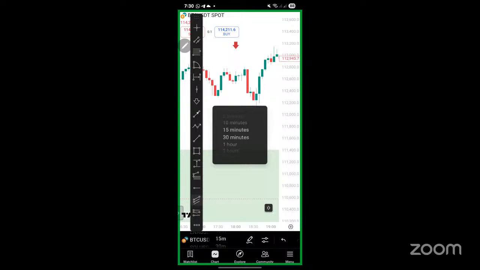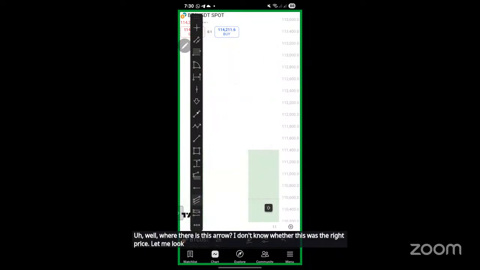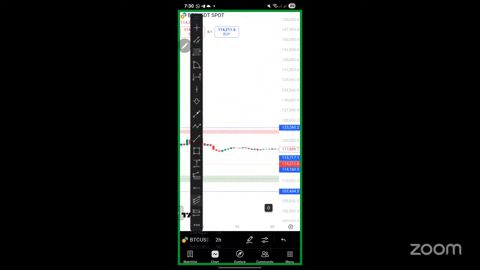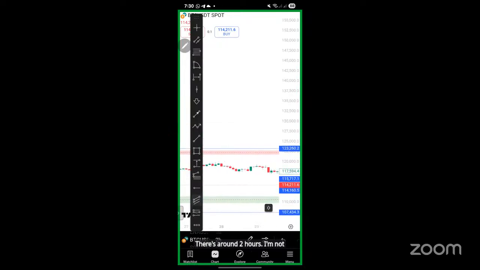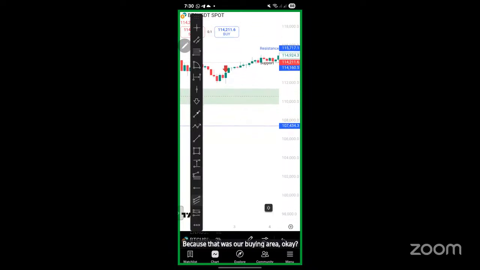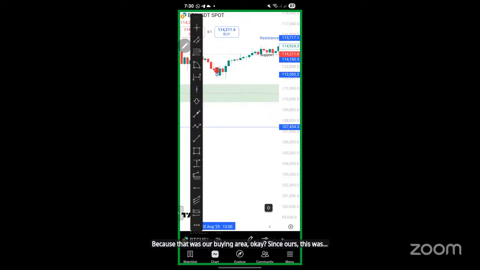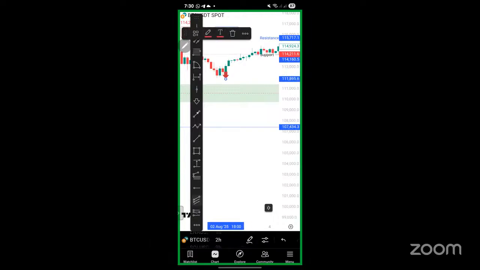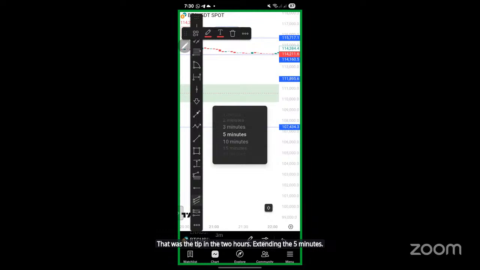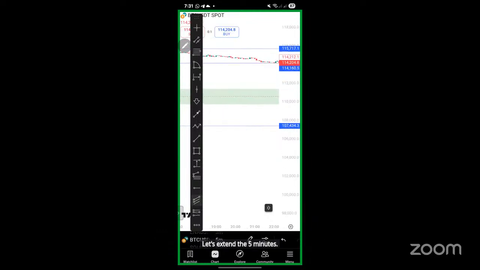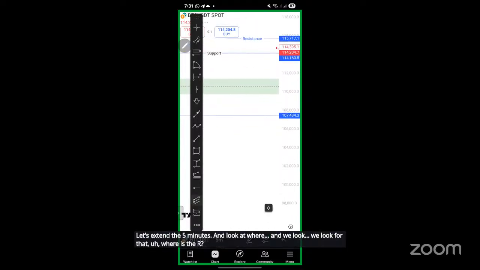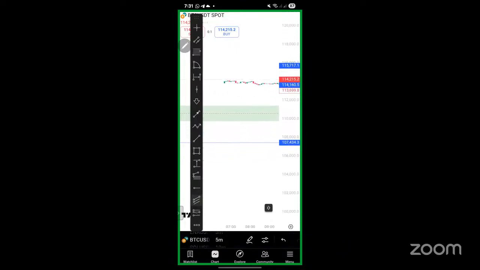I don't know whether this was the right price. Let me look. It was 2 hours. Where is the arrow in the 2 hours? I'm not seeing the arrow, because that was our buying area. That was the tip in the 2 hours. Extend to the 5 minutes, and let's look for that arrow. Where is your arrow?